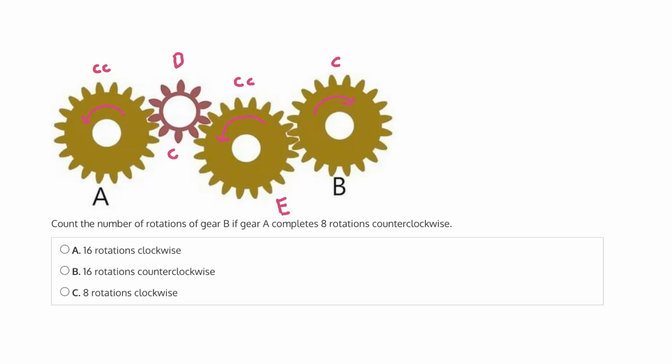So now the question is, how many rotations will B perform? Will it be 16 rotations or 8 rotations? Well, we have a second rule to recall. For a system, a series of directly meshed gears, you can directly compare their numbers of rotations depending on the number of teeth. So in this situation, where gear A has the same number of teeth as gear B, they must complete the same number of rotations. And therefore, if A completes 8 rotations, then B must also complete 8 rotations, which means the correct answer is C.